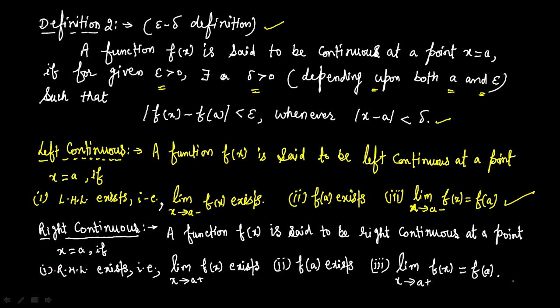In the same way, we can define a right continuous function. In this case, we just replace LHL by RHL. So if RHL exists, f(a) exists, and limit x approaching a plus of f(x) is equal to f(a), then we say that the function is right continuous. So now it is clear that a function is continuous if it is both left continuous as well as right continuous. Then we can say that the function f(x) is continuous.